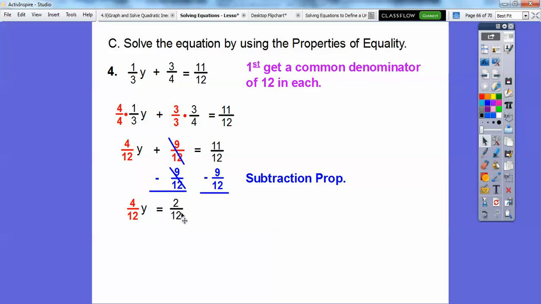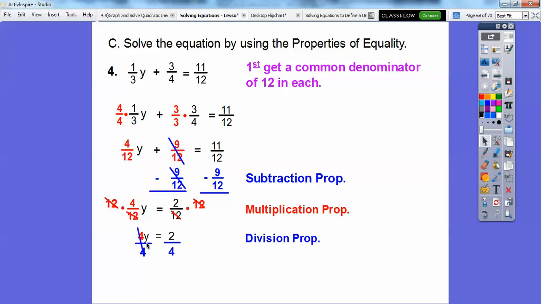To get rid of this fraction part, let's multiply both sides by 12. The 12's cancel. We're left with 4y. Over here, the 12's cancel, and we're left with that 2. Now we can do the division property. We divide both sides by this blue 4, and those cancel. We're left with just y equals 2/4, and 2/4 reduces to 1/2, you guys.